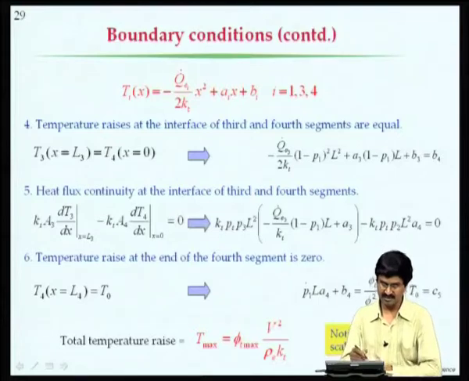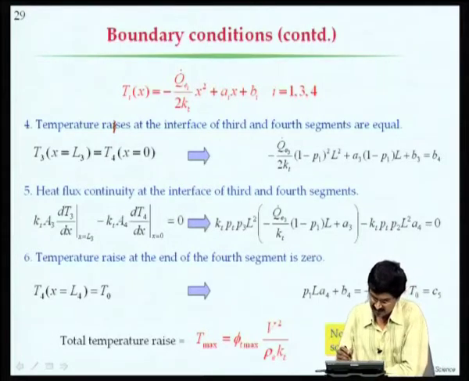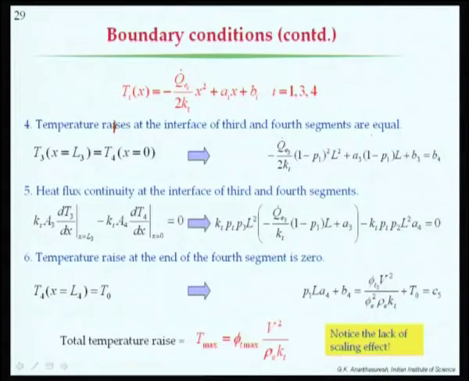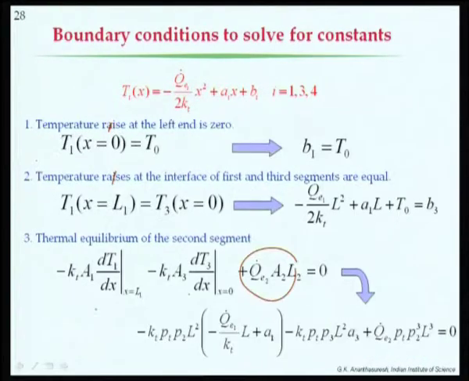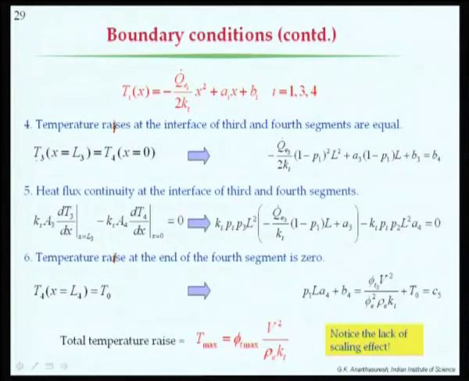And the fourth equation is temperature rises at the third and fourth segments are equal, and then the same thing at third and fourth segments, flux continuity, heat flux continuity, and temperature rise at the end of the fourth segment is 0, that is another condition. So, we have 1, 2, 3 here, 1, 2, 3, and then 4, 5, 6 boundary conditions to solve for A1, A3, A4, and then B1, B3, B4.